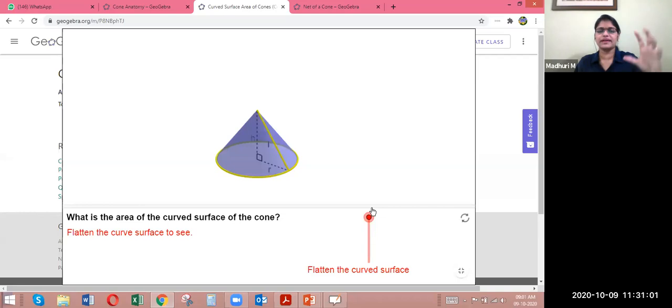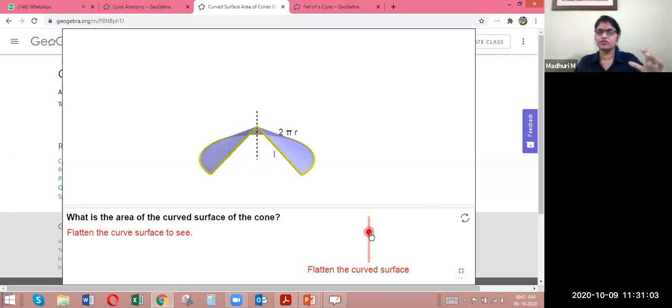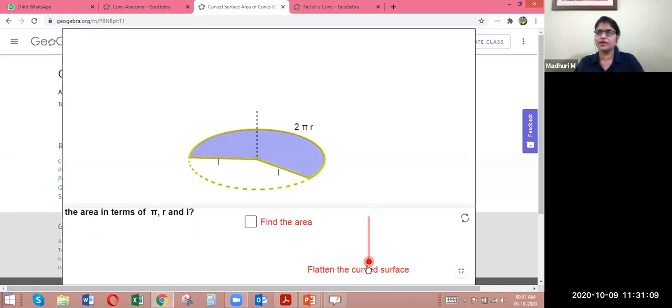We will be opening up the cone and bringing it down to a flat surface, right? So just check, when you bring it down to the flat surface, what do you get? That is a part of the circle, right? And now how do we find the area? That would be the curved surface area.